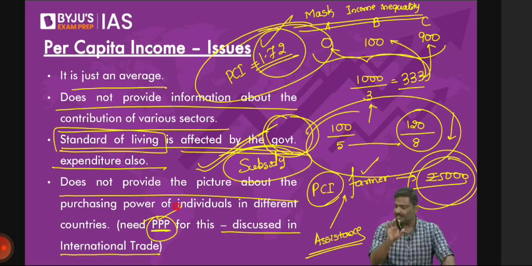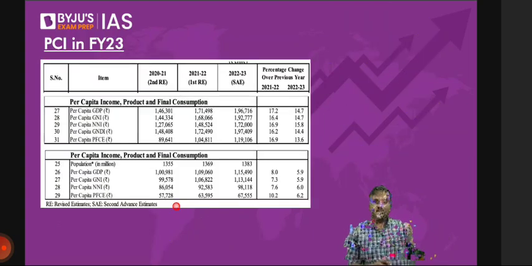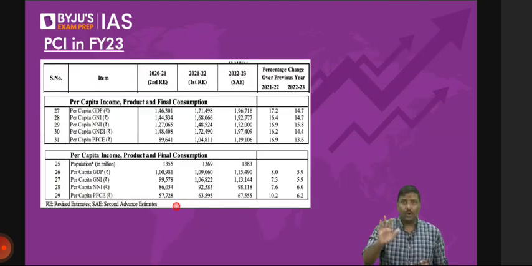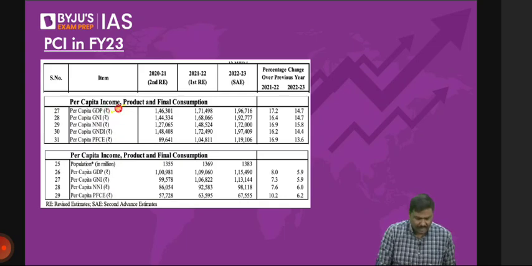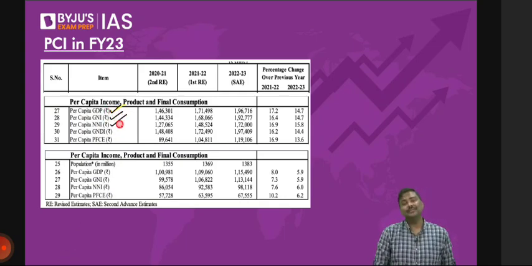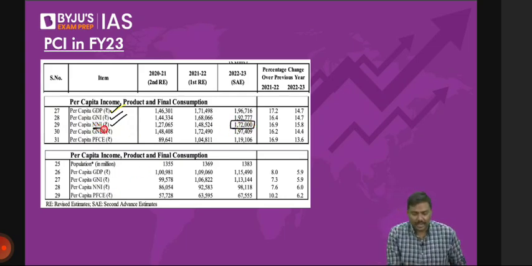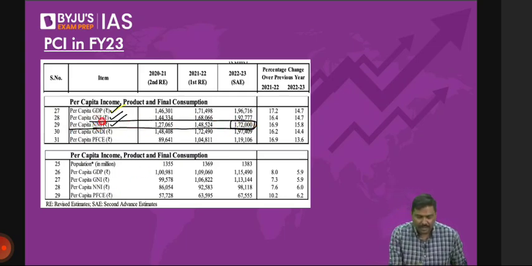Now have a look at the data here. Should you buy into it? Absolutely no. Please do not buy anything from this. Per capita GDP, is it given? Yes. Per capita GNI, gross national income, net national income. We have basically discussed all of it. And when I say 1.72 lakh rupees, we are basically talking about the most recent data published by the government. Per capita net national income, per capita income in case of India is 1.72.